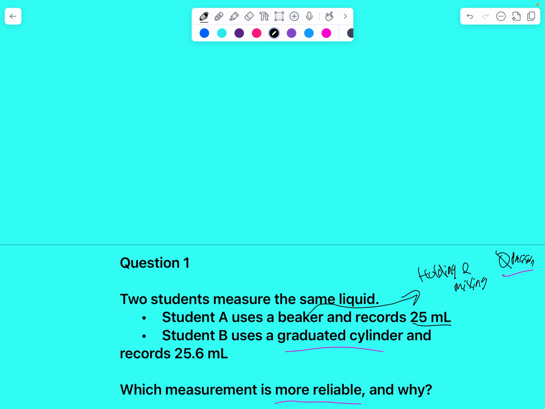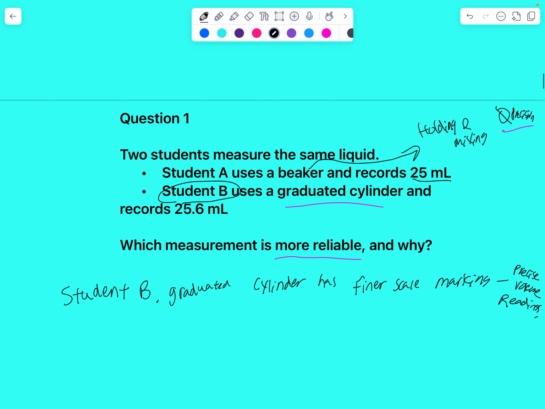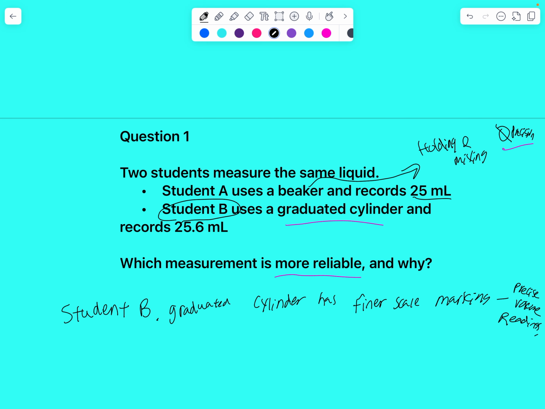Student B uses a graduated cylinder and records 25.6 milliliters. Which measurement is more reliable and why? What do you guys think? Wouldn't it make sense that if I want to know which one has the most accurate reading of the fluid within the instrument, I'm going to think it's student B? The graduated cylinder has finer scale markings, so more precise volume readings. All right, hopefully that wasn't too bad.